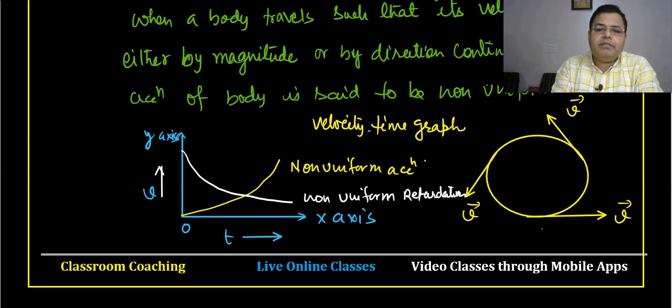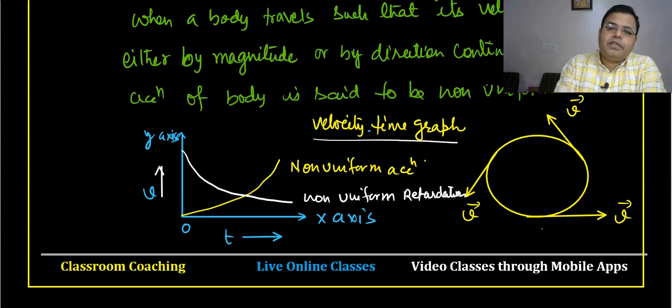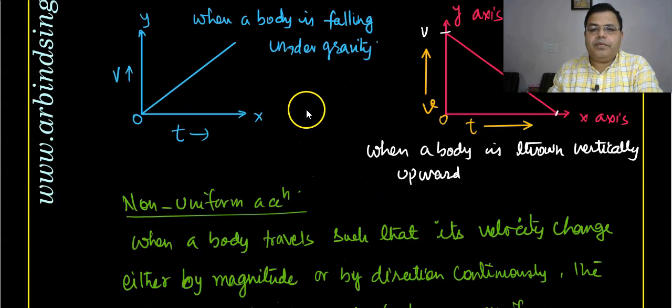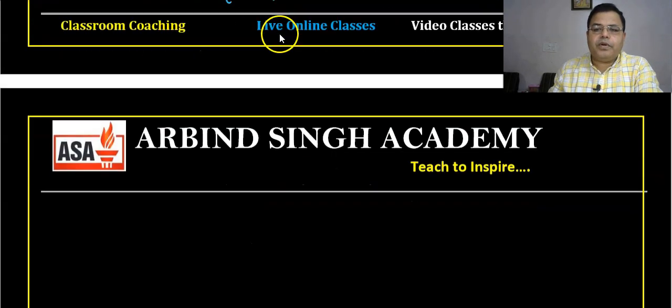Velocity is decreasing, but not equally in equal intervals of time. At any point on this slope, it will give the magnitude of acceleration, because the slope represents the acceleration. So this is the velocity-time graph, and this is all about uniform and non-uniform acceleration. I hope you got the point.